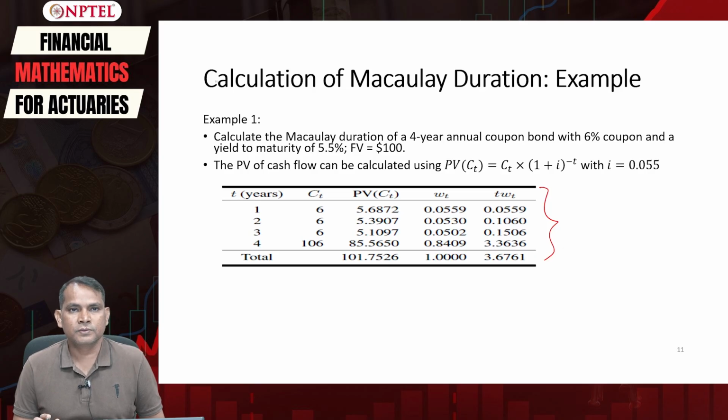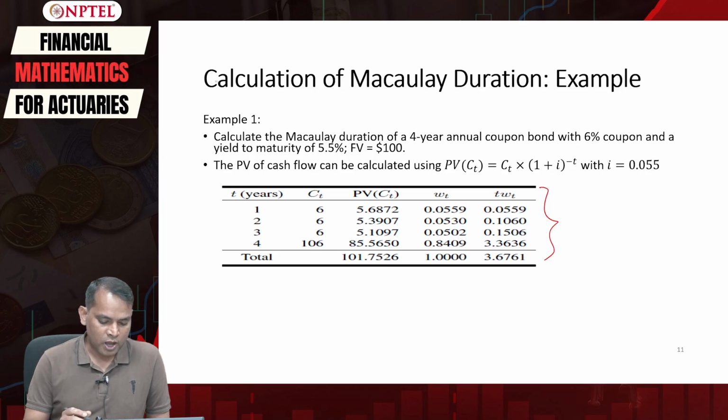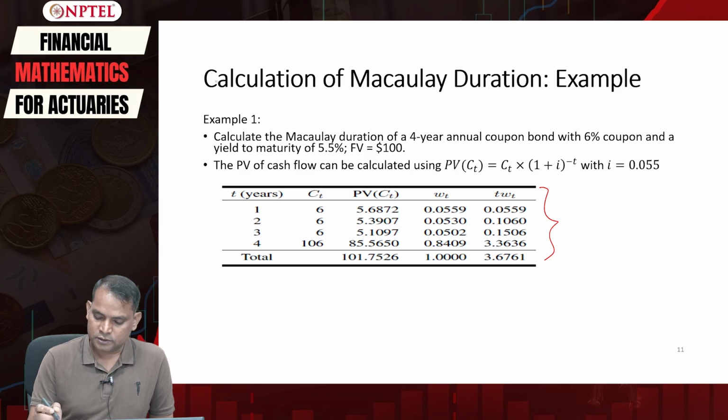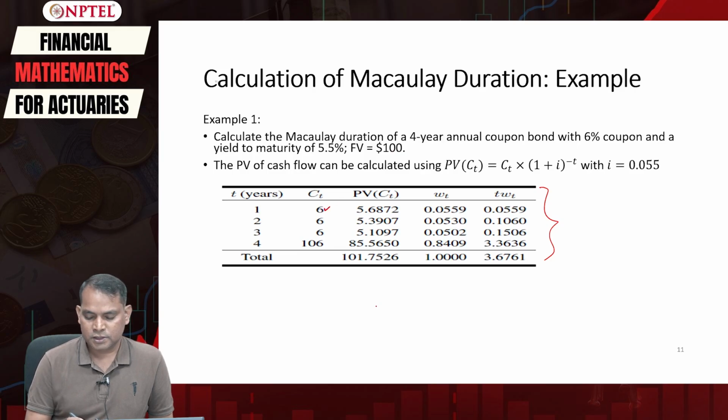Let us now understand this table more clearly. You will understand the Macaulay duration. We have 4 years and the coupon is an annual coupon, so we have periods 1, 2, 3, 4. CT is just the coupon, or simply the interest amount. So 6% of 100 is therefore 6 rupees or $6.